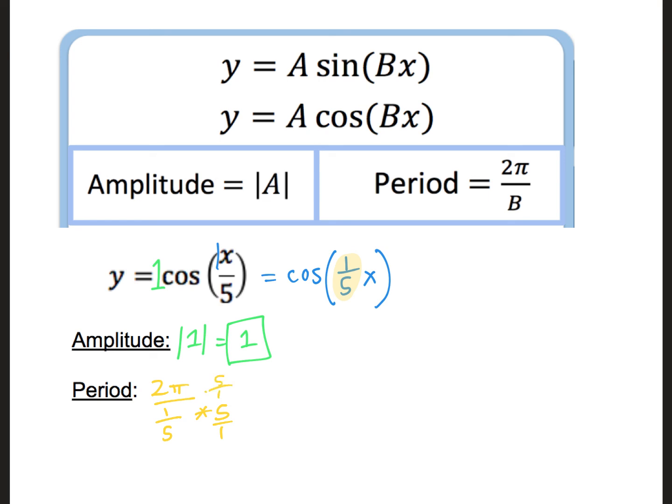When I do that, realistically on the bottom these cancel, so we just have 1. And on the top you have 2 pi times 5, which is going to be 10 pi. So we are going to have 10 pi on top divided by 1. And 10 pi divided by 1 is just 10 pi, so your final answer would be 10 pi.